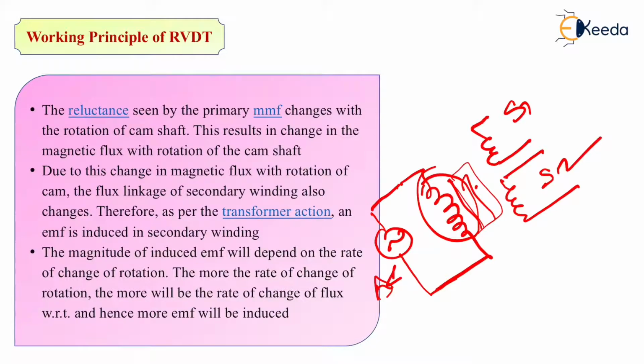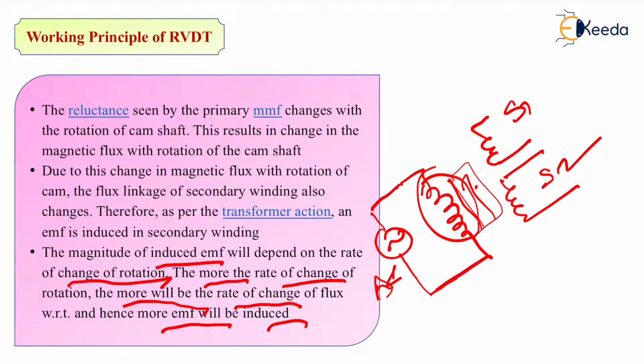What we have seen in LVDT, the magnitude of the induced EMF was depending on the rate of change of displacement. Because here in the RVDT, these are the rotary types, we have to focus on the rotational displacement. We have to see the angular displacement. So the EMF induced will depend on the change of rotation. The more the rate of change of rotation, the more will be the rate of change of flux, and hence more EMF will be induced.